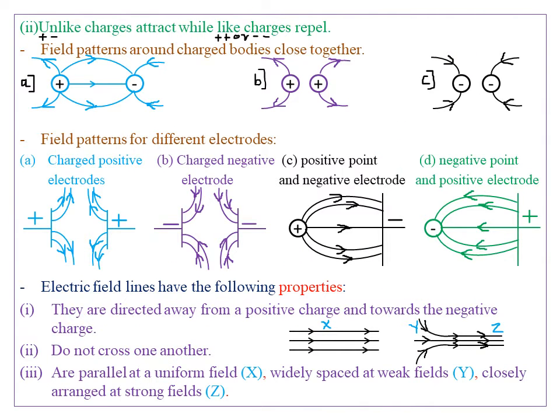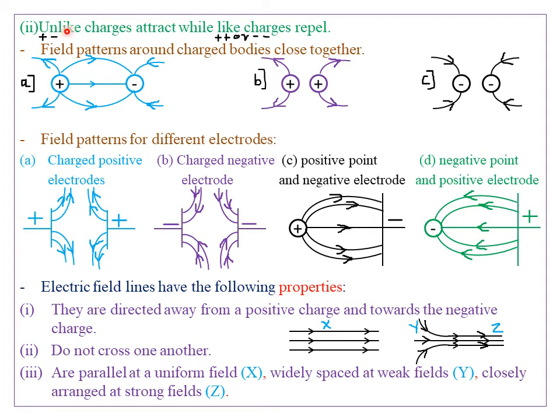Next, we look at the second property of electric field lines. That is, unlike charges attract while like charges repel. Remember, the same statement is also the law of electrostatic charges: unlike charges will always attract, but like charges will always repel each other.